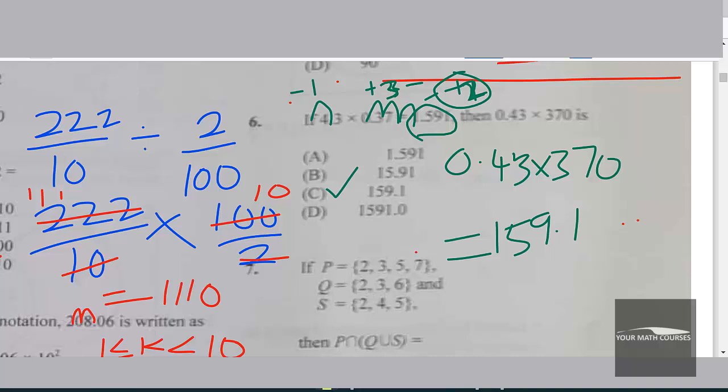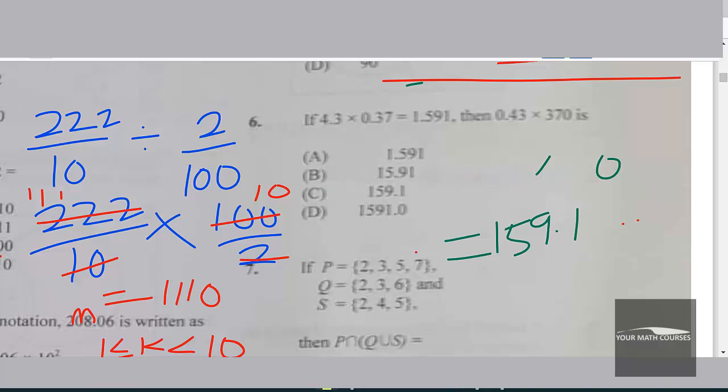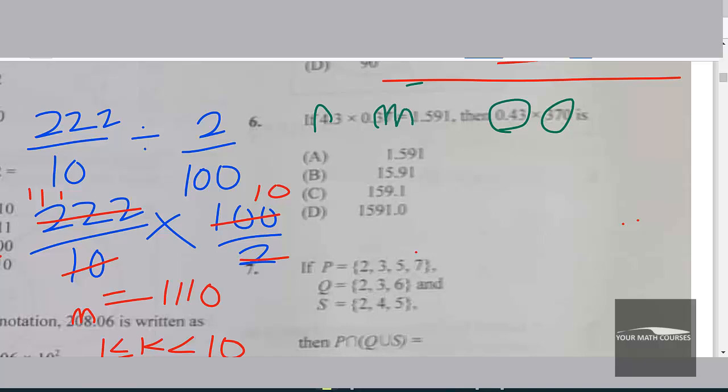So I think that is clear, but I think I can go over it again. So what we are saying is that in the 4.3, we move the decimal point backwards once. So that gives us the 0.43. Then the 370 here, you realize that this one moved forward 1, 2, 3. That will give us 370.